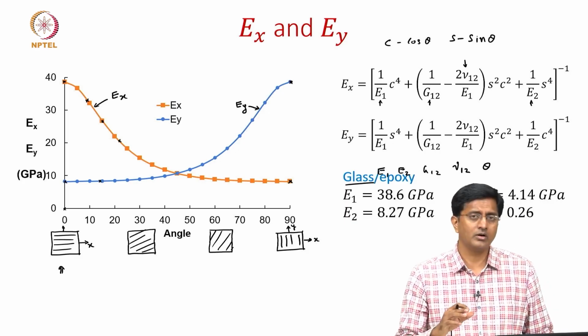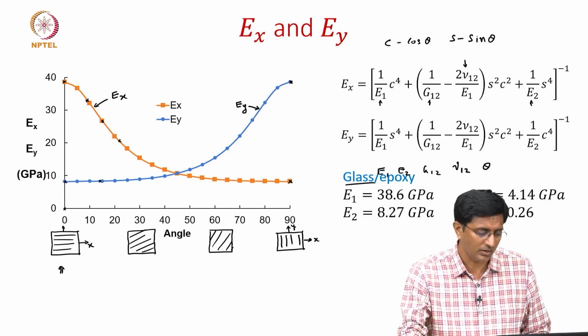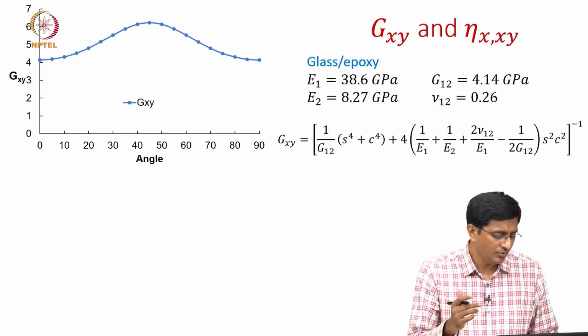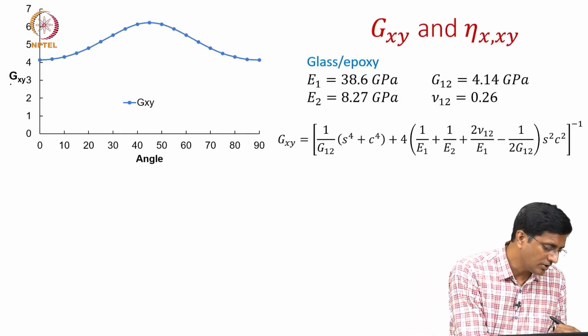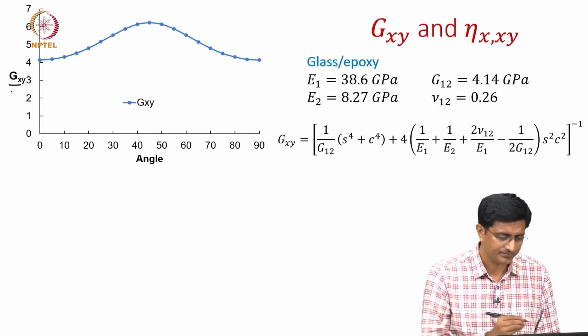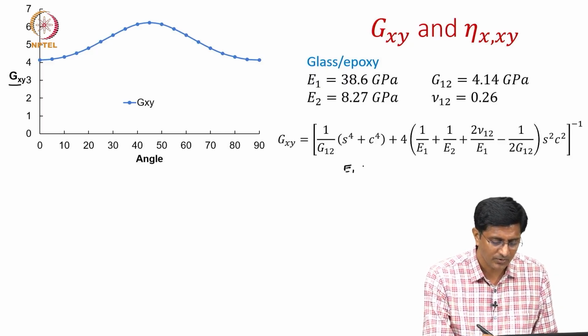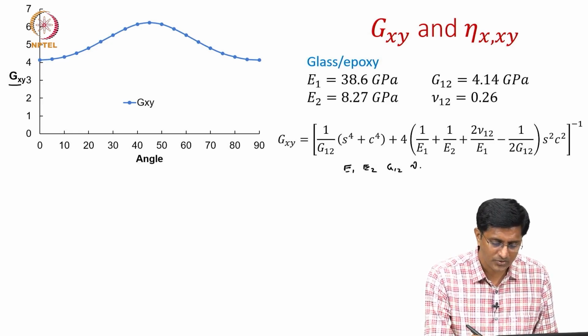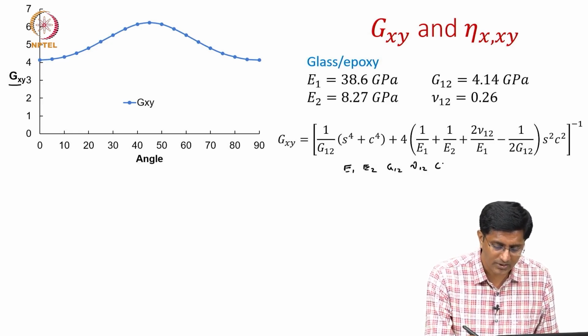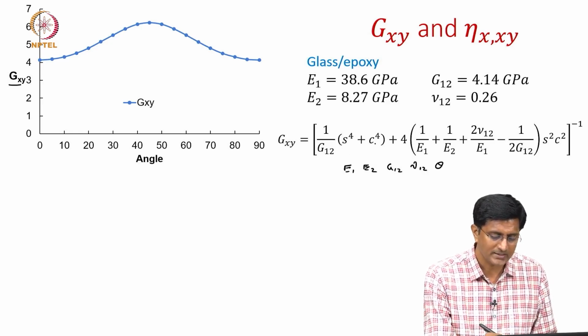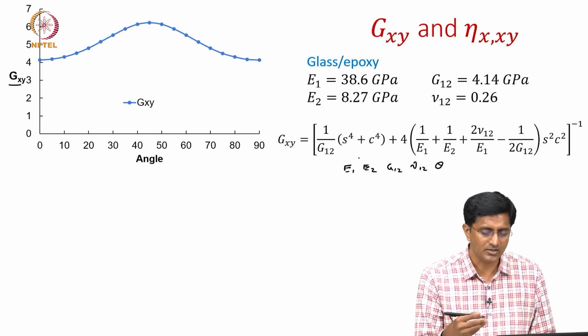But now let us look at the other engineering constants. First we will look at the shear modulus Gxy. So, here is the expression again written in terms of E1, E2, G12, Poisson ratio nu12 and the orientation angle theta. S and C represent sin theta and cos theta.